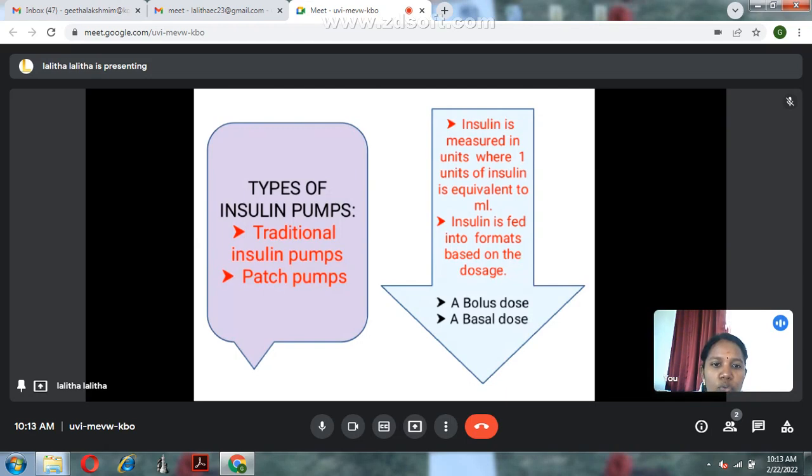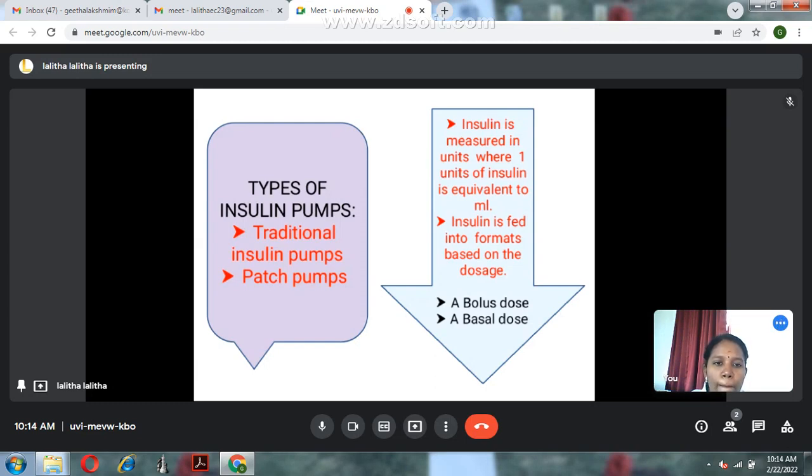Insulin is fed in based on the dosage. Insulin has two types of dosage: one is a bolus dose and the second is a basal dose. Insulin pumps consist of two types of pumps, that is, traditional insulin pumps and patch pumps.